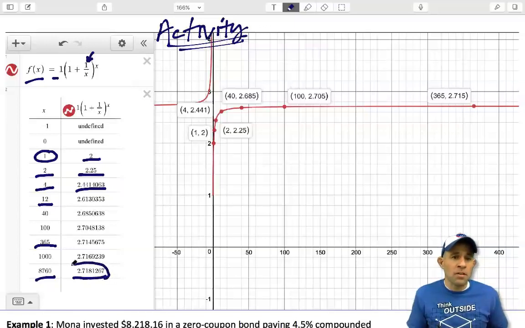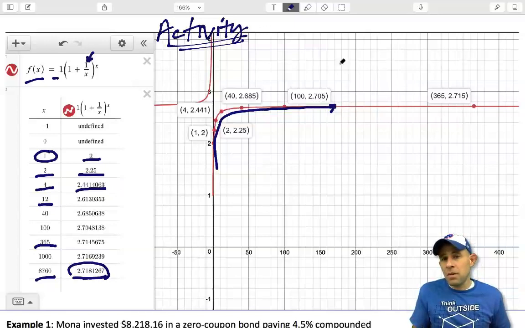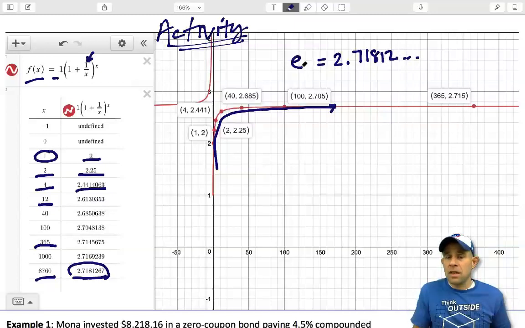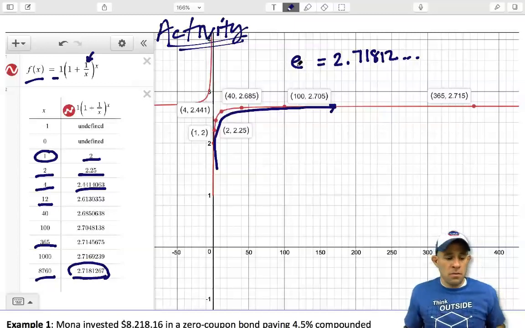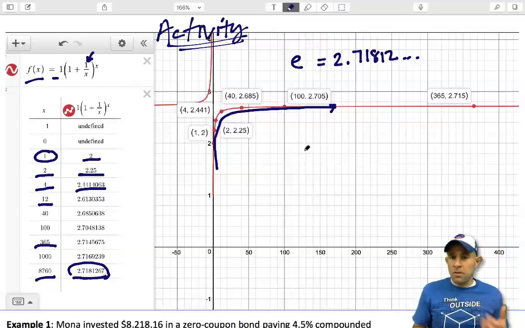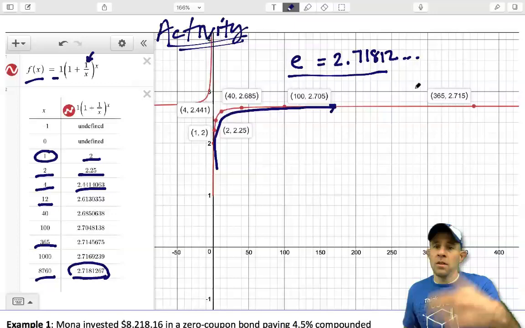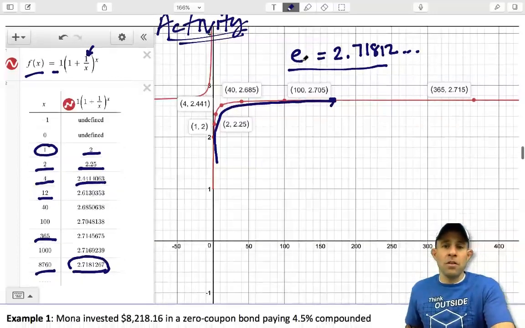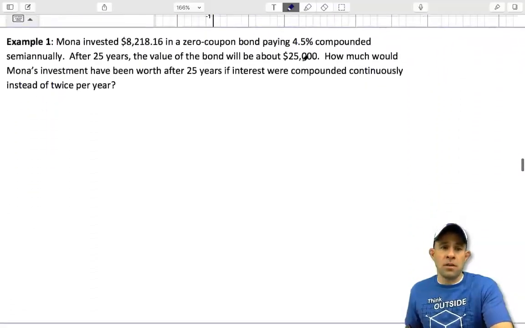So what's happening is that you see this graph converging on a limit. And this limit is the number 2.71812, and that number is known as E. Right down there at the bottom of your notes it says there's a limit on the amount that can be earned, and that amount is this number E, 2.7182, yada, yada, yada. All right, so let's move into a few examples after our activity.